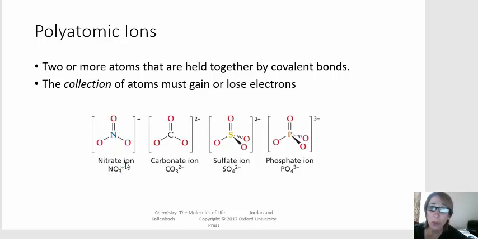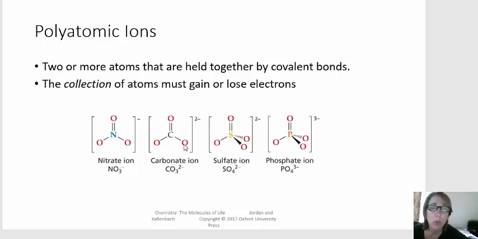But unlike a molecule, which has no overall charge, this has an overall charge, which means there's an extra electron. We actually don't care where that electron came from. We just need to know that there's an extra electron. So even though the nitrogen and the oxygen are held together by covalent bonds, because there's an extra electron and an overall -1 charge, this is an ion and it will engage in ionic bonding.